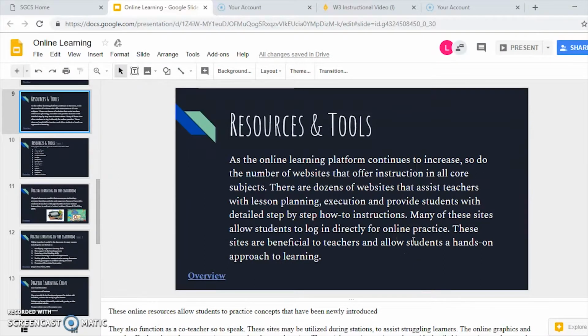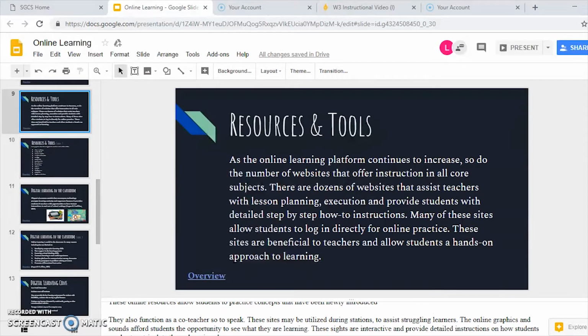Online learning, resources and tools. As the online learning platform continues to increase, so do the number of websites that offer instruction in all core subjects. There are dozens of websites that assist teachers with lesson planning, execution, and provide students with detailed, step-by-step how-to instructions. Many of these sites allow students to log in directly for online practice. These sites are beneficial to teachers and allow students a hands-on approach to learning.